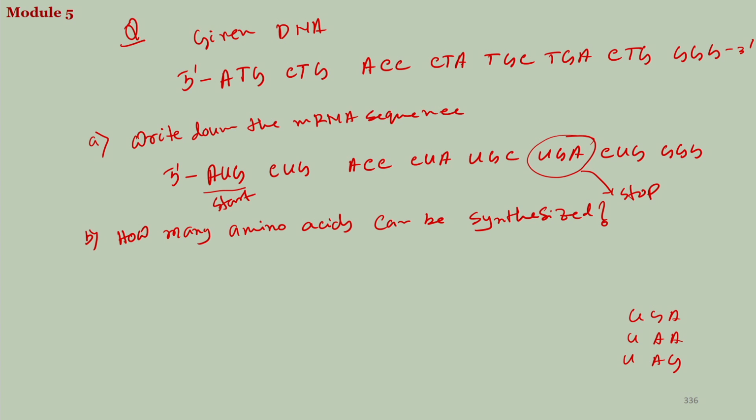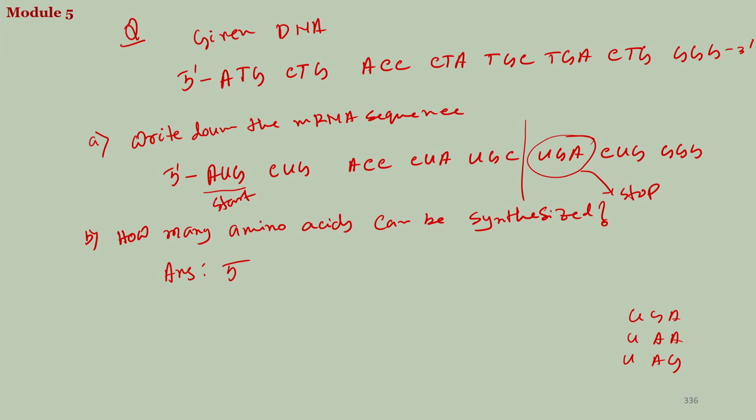Once the stop codon is reached, the others cannot come in, because right there the synthesis would be stopped. So, therefore, you can synthesize 1, 2, 3, 4, 5 amino acids. So, the answer is 5. You can synthesize a sequence of 5 amino acids for this peptide out of this mRNA sequence. So, you always have to be careful that your stop codon would be hidden somewhere.